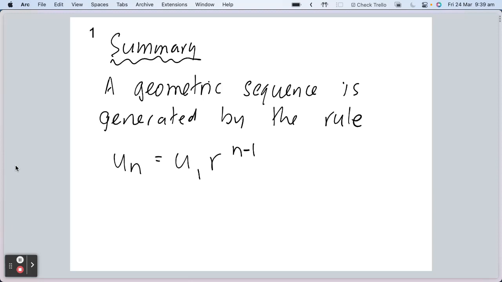So this is the summary from yesterday, effectively, that a geometric sequence is generated by this rule. This is the general term: U sub n is equal to U sub 1 multiplied by r to the power of n minus 1. Listen, it's not too challenging, I think, to understand where that general term comes from, right? Repeated multiplication from a first term.